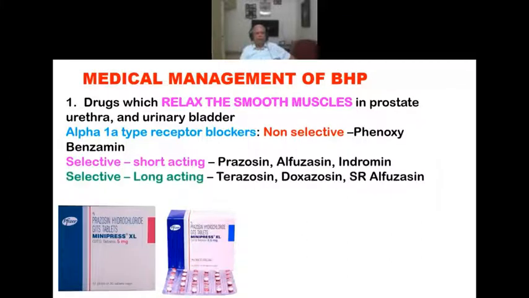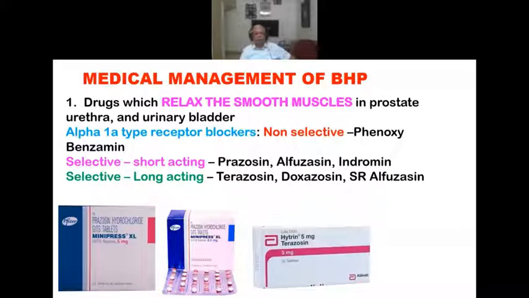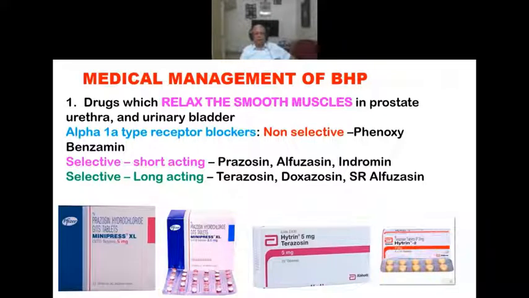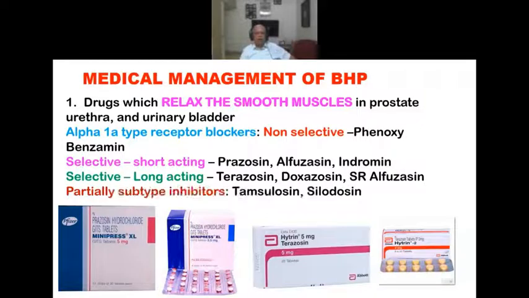And there is a second, third variety called long-acting: prazosin, doxazosin, and alfuzosin. So it is available in the brand name Hytrin. It's also available in 5 milligram and 2 milligram strengths. And lastly, it is a partial subtype inhibitor. It is not a pure alpha-1 inhibitor, but a partial subtype, which is tamsulosin, which is the drug which has been given to our case patient today. And that is available as Urimax 0.4 milligrams.